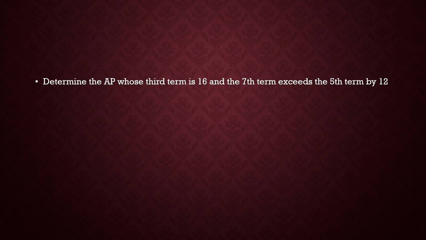Let's move on to the next question. Determine the AP whose third term is 16, so a3 is equal to 16, and the seventh term exceeds the fifth term by 12. The seventh term is exceeding the fifth term, meaning it's greater than the fifth term by 12. I've given you the equation, I guess you can solve this by yourself.